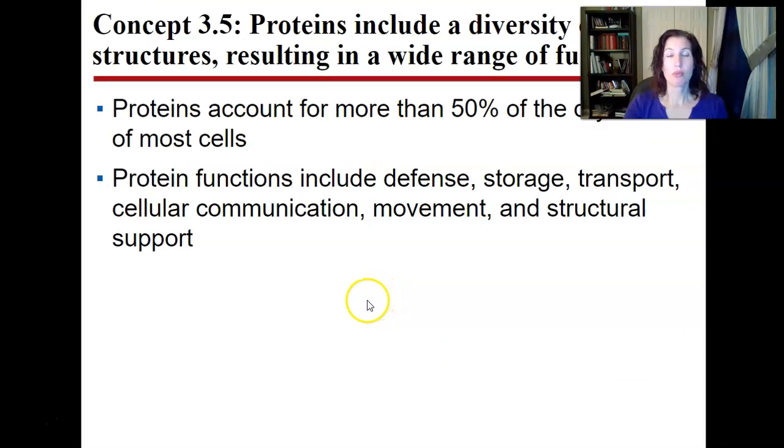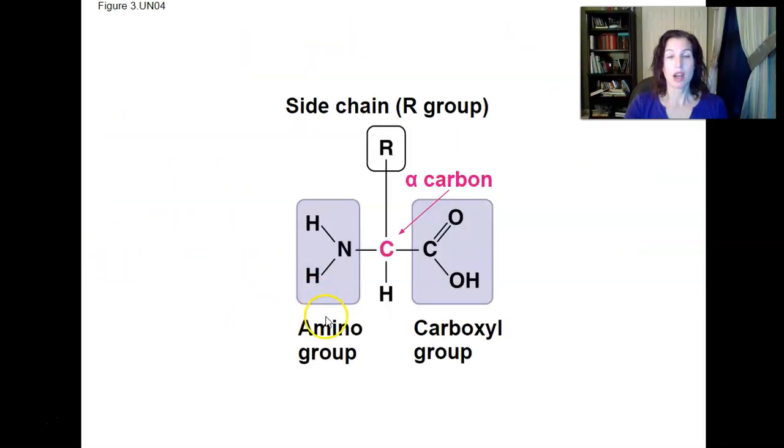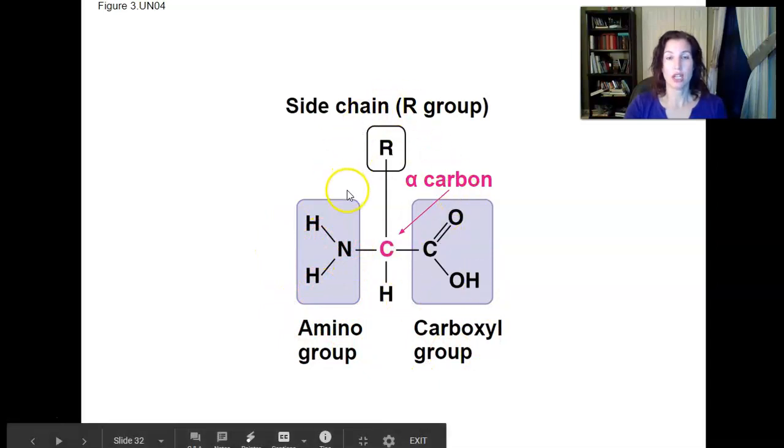Okay, so proteins, moving on to proteins. Proteins are really important, have a lot of different functions in the body, including defense, storage, transport, movement, chemical reactions, right? We already talked about that they are enzymes as well. Sometimes we call them polypeptides, sometimes we call them a chain of amino acids. The monomer unit of a protein is an amino acid. Amino acids are made up of an amino group, carboxyl group, and then a side chain.